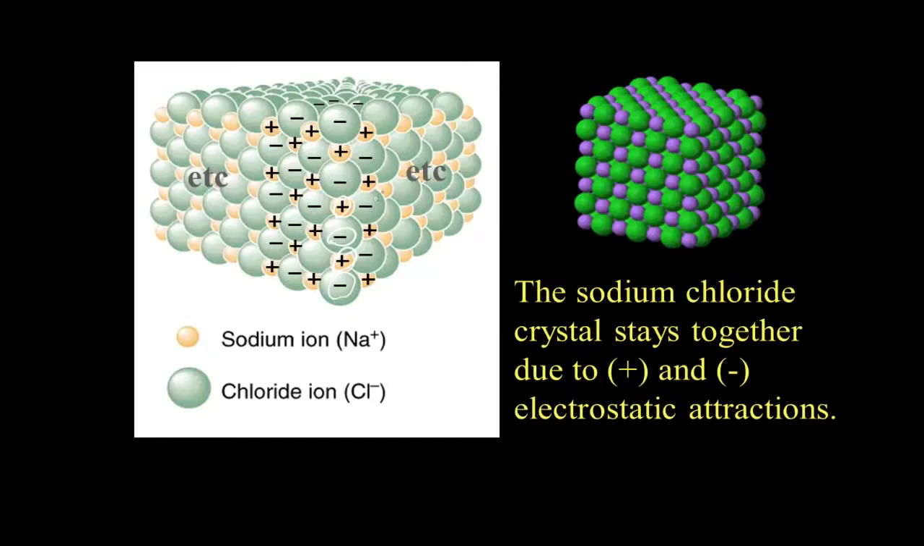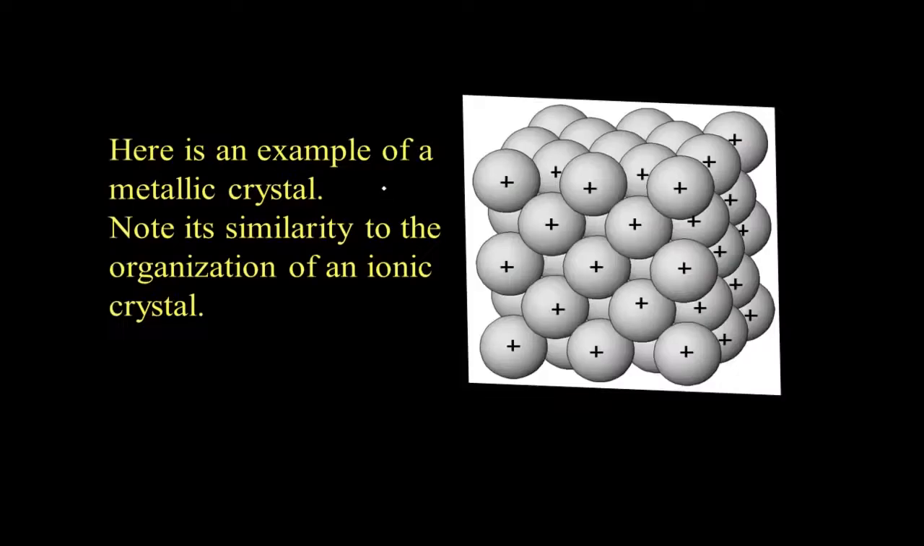Let's look at the arrangement of atoms in a metallic crystal. Very similar to the organization of an ionic crystal, however, they're all positively charged. And just looking at this illustration, you would think that the atoms would completely fly apart by repelling each other due to the positive charge. But if we take a closer look, the electron sea model tells us how the positively charged cations in the metallic crystal can stay together.